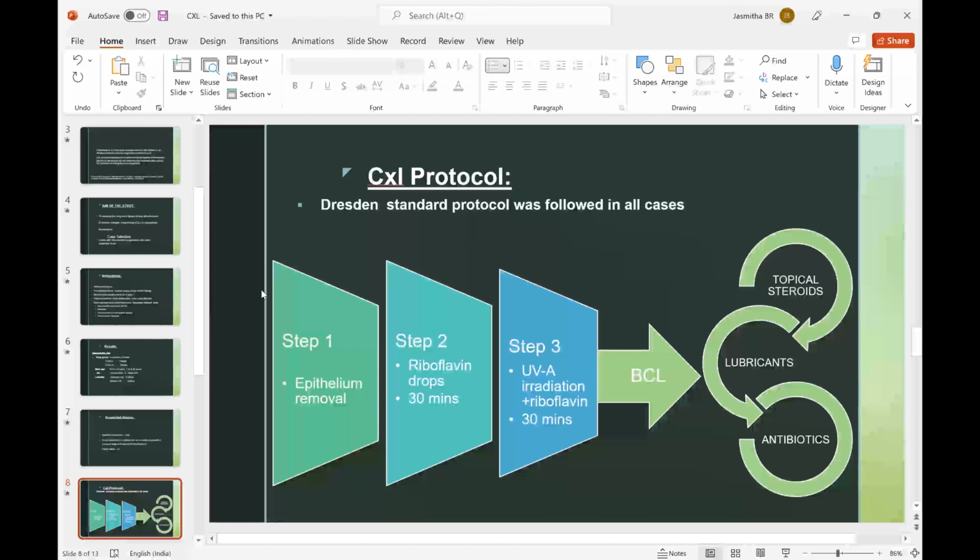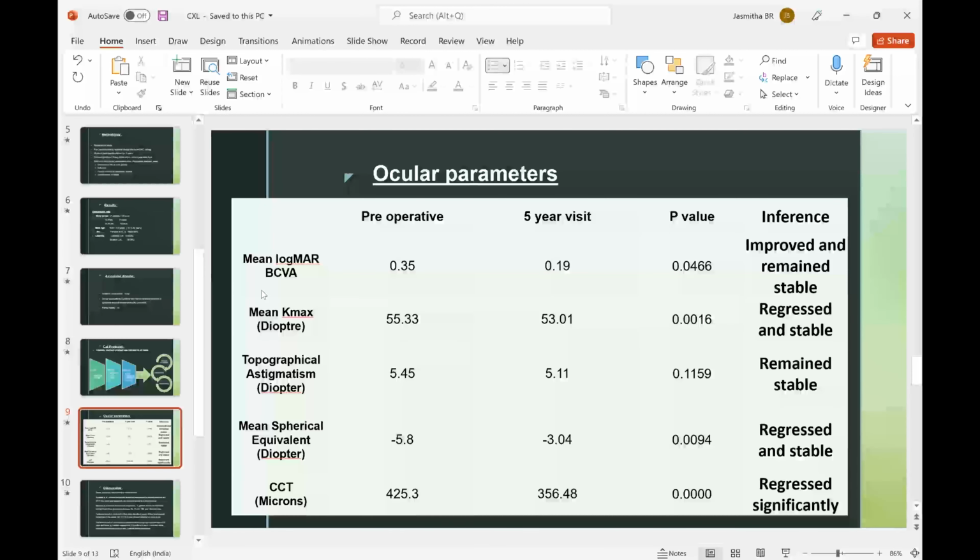And the standard Dresden protocol was followed in all the cases, where after epithelial removal, riboflavin drops were put for 30 minutes, followed by UVA irradiation for 30 minutes and BCL application, and the postoperative standard protocol of topical steroids, lubricants, and antibiotics was followed. Coming to the ocular parameters, preoperative mean logMAR BCVA was 0.35.